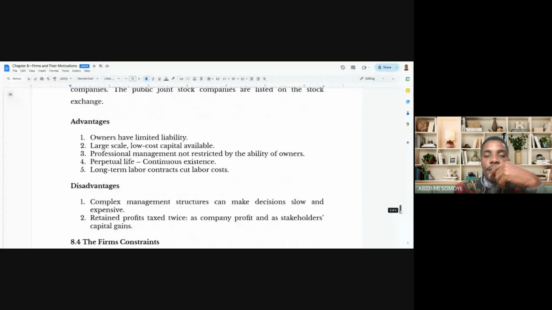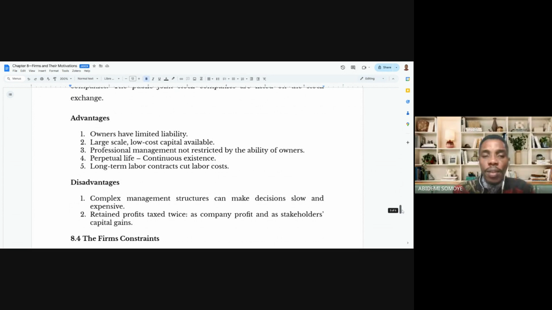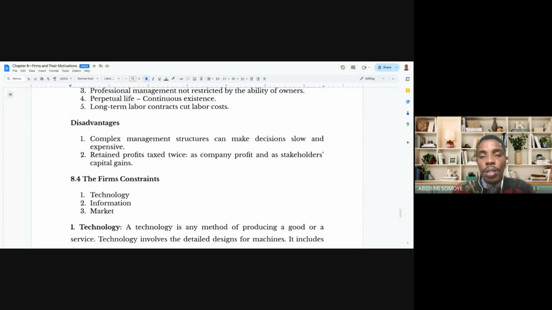So what are the advantages of corporations? The corporations are the big companies. They have a large number of employees. Owners have limited liability, large scale, low cost capital available, professional management not restricted by the ability of owners, perpetual life, which means continuous existence, and long-term labor contract cost. What are the disadvantages? Company management structures can make decisions slow and expensive. The retained profits are taxed twice, as company profit and as the stakeholders' capital gains.